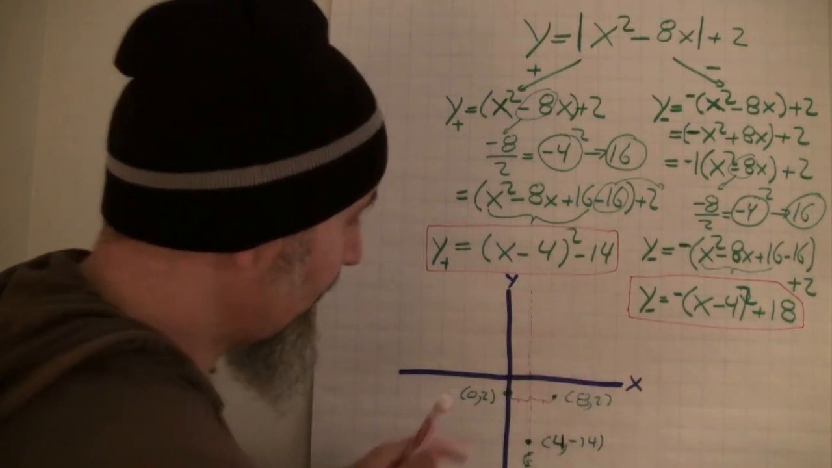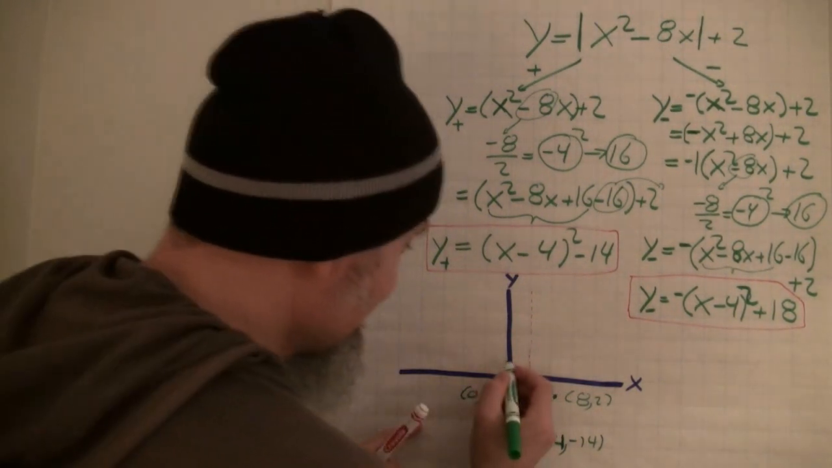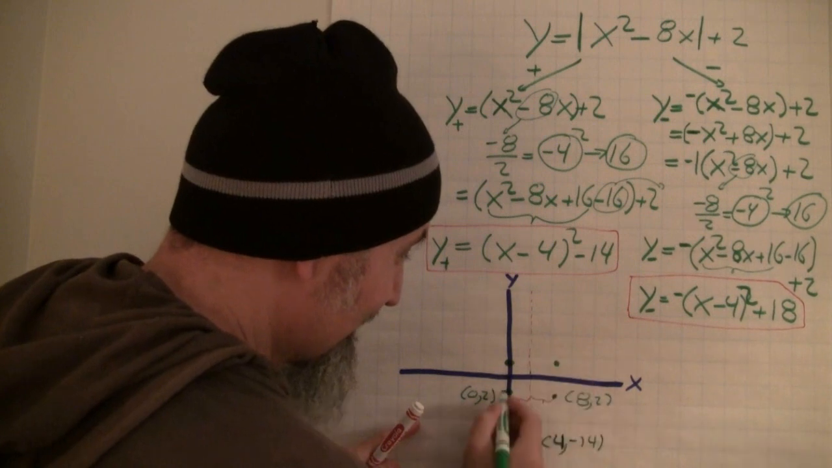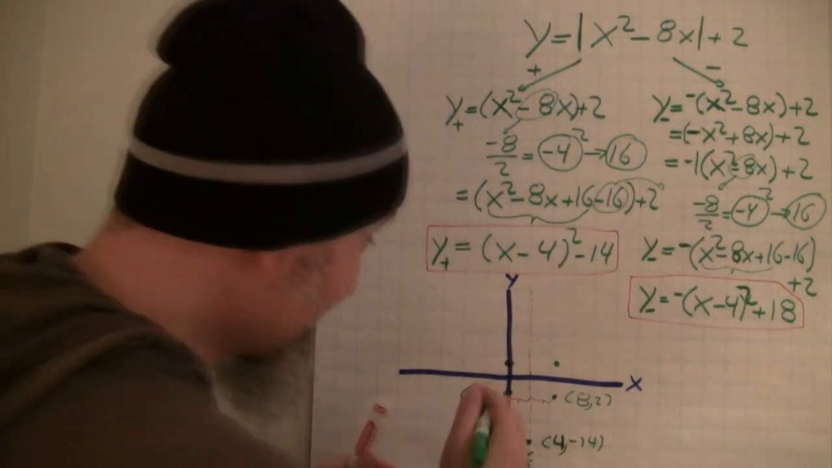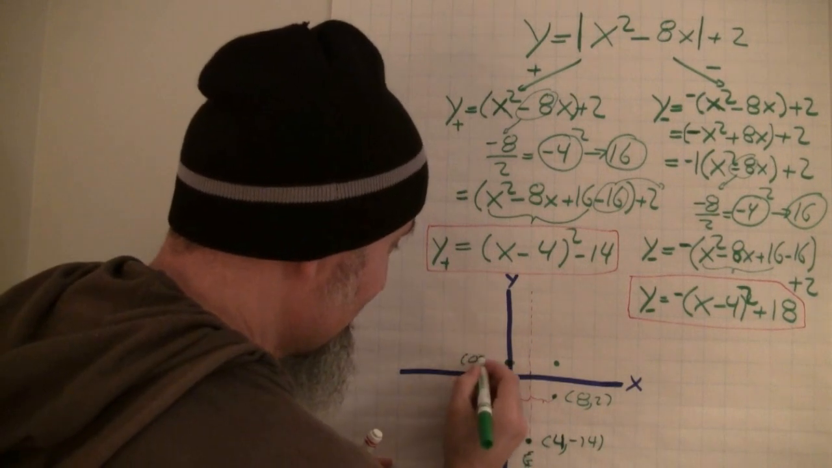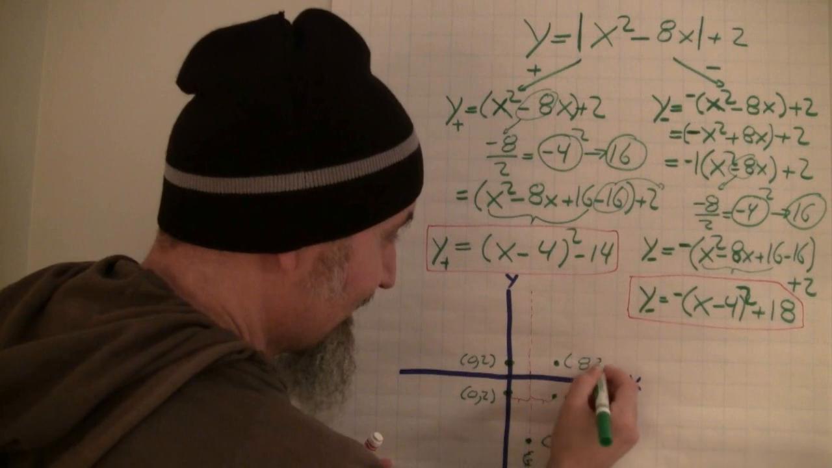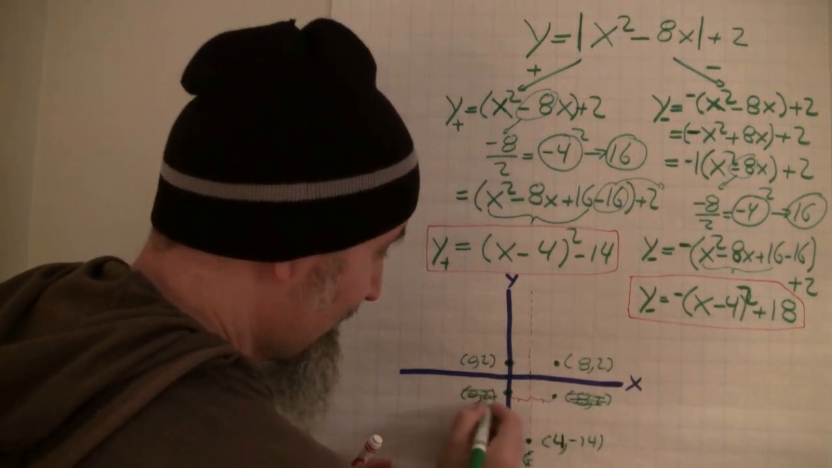Oh my god, I put this at negative 2. I gotta move it up. This is going to be 2 here, right? My bad. These little brain farts are no good, right? So this point here is 0 and 2, and this point here is 8 and 2, not these guys, right?